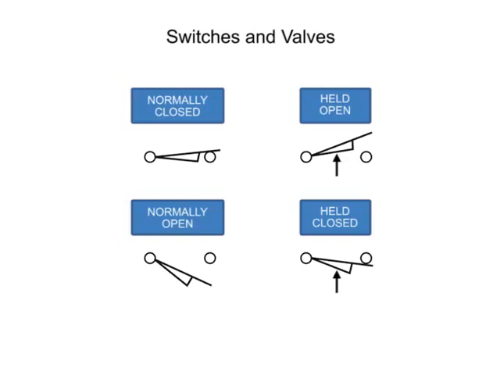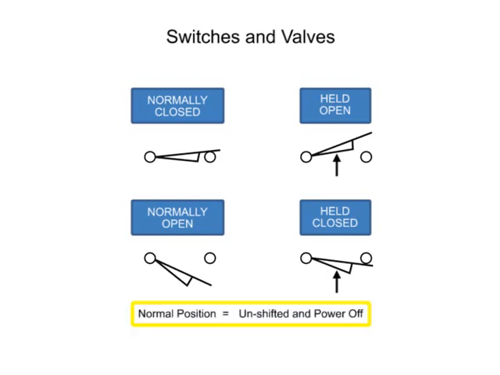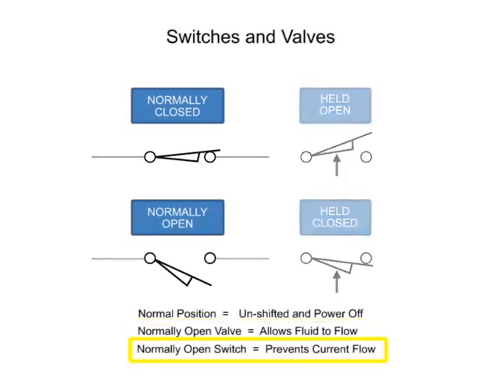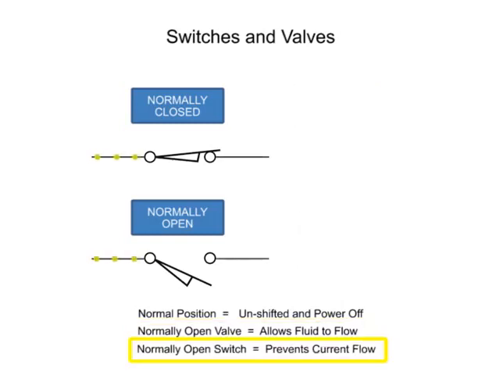Wiring diagram graphic symbols for limit switches are used to identify both its location within the electrical circuit and the state of the switch contacts. The most common contact symbols show whether the switch is normally open or normally closed. As before, a switch is considered to be in its normal state when it is unshifted with the power off. While a normally open valve allows fluid to flow, a normally open switch prevents current from flowing.